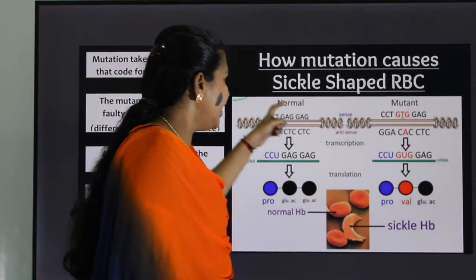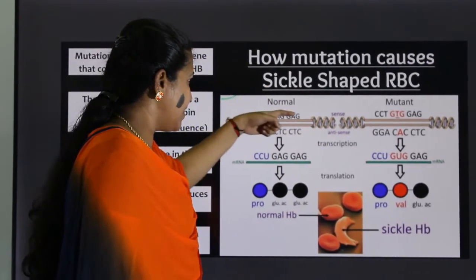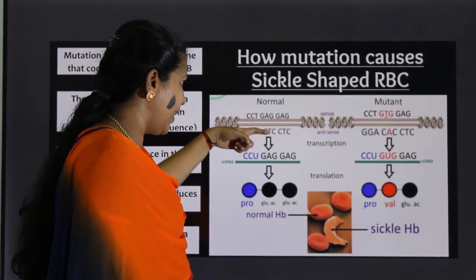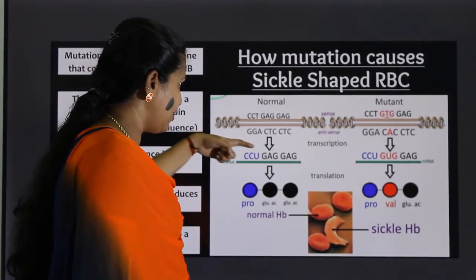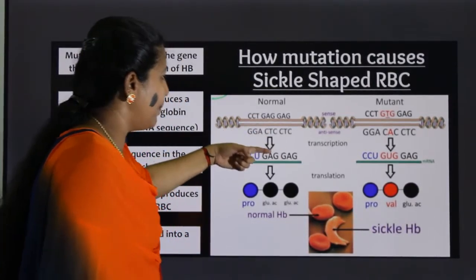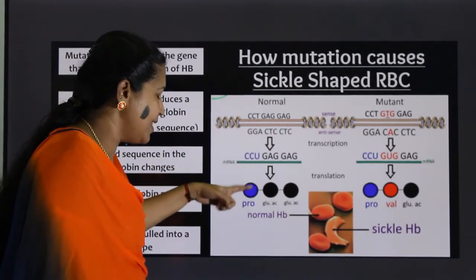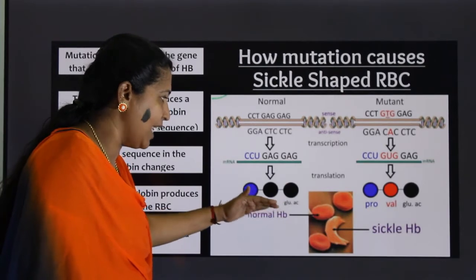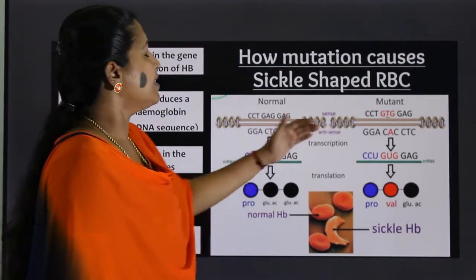Now, see here, in the normal case, this is a gene, and the gene is copied in the form of mRNA. From the mRNA, we can see these are the amino acids, and finally these amino acids lead to the production of a normal hemoglobin.